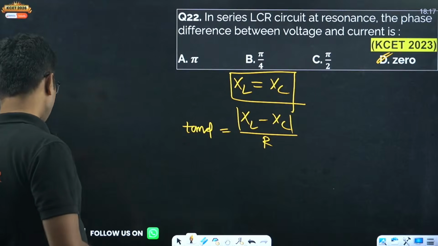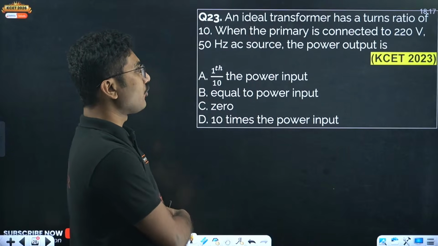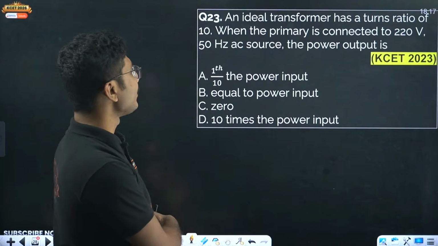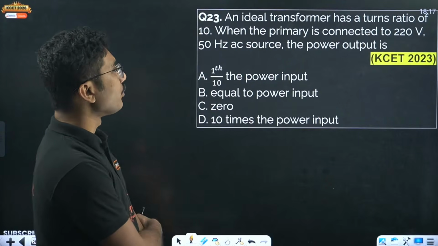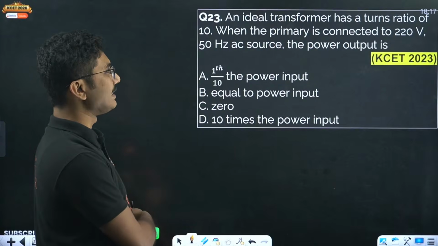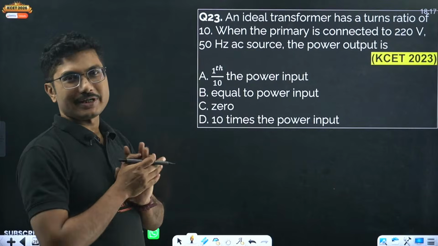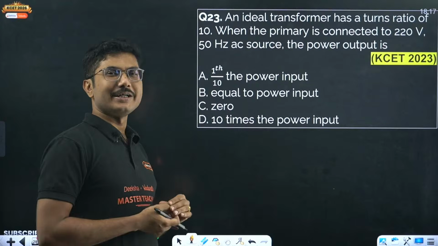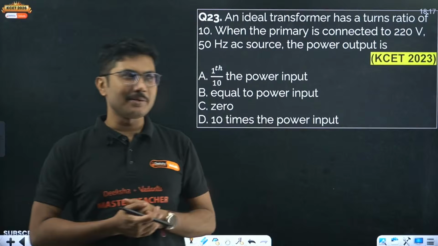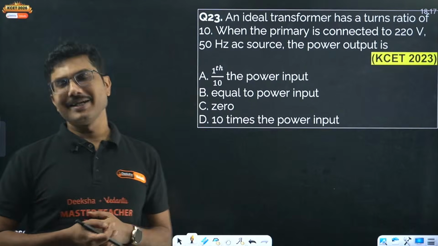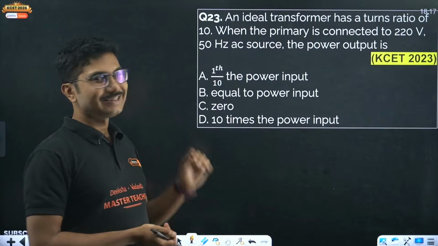An ideal transformer has a turn ratio of 10 when the primary is connected to a 220 volt 50 Hz AC source. The power output is. Very easy question. They have given you the turn ratio. Now you need to remember what the turn ratio is, primary by secondary or secondary by primary. I don't remember it, but actually you don't need to remember that because the question is simple.